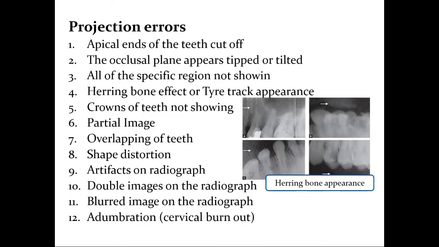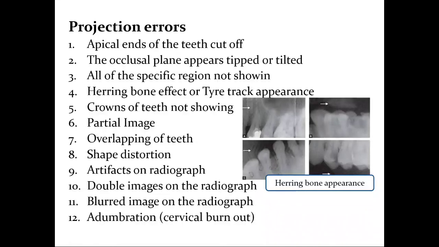So under the projection errors they have listed all the errors with their cause as well as how to correct them. So have a read about each of these errors, that is the apical ends of the tooth being cut off, the occlusal plane not being tipped or tilted, specific areas not being seen, and the herringbone effect or tire track appearance.